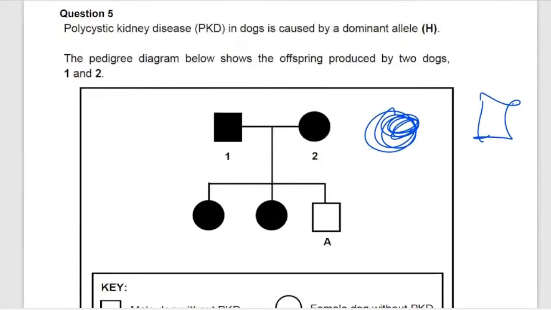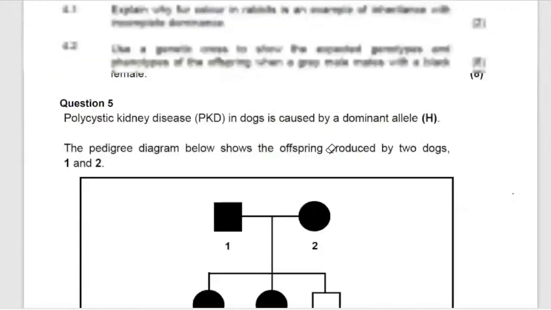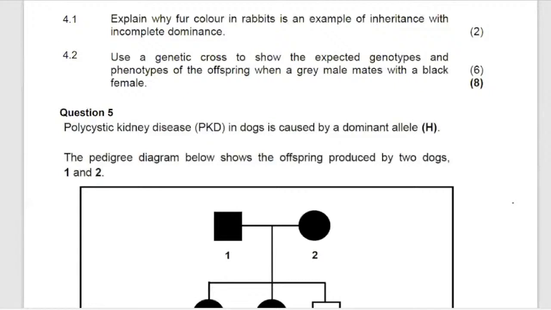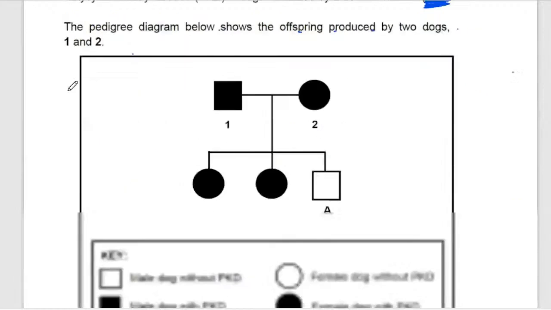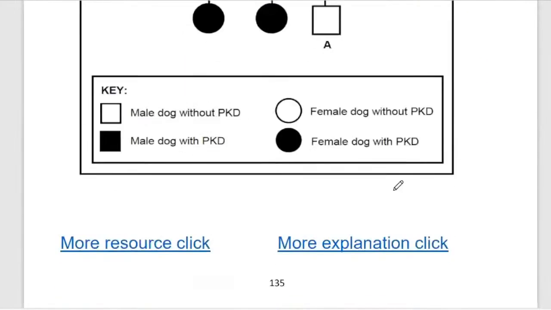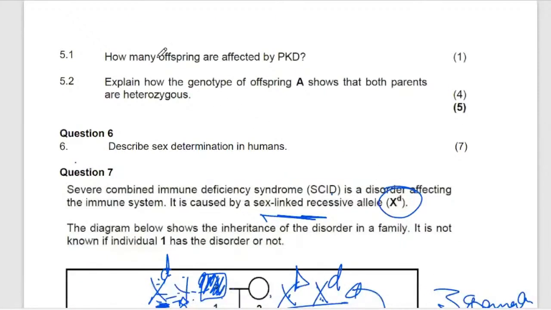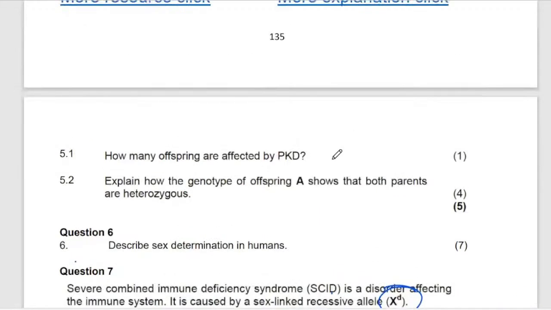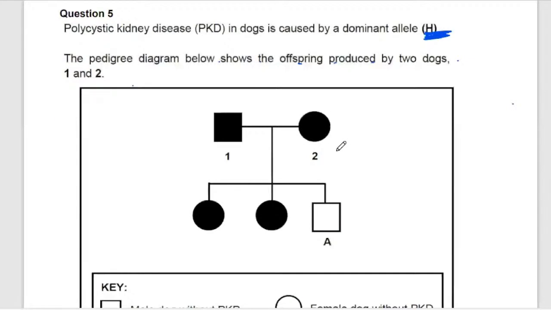Yes, here is a question. Mbali, I think it's Mbali. Here they're saying that this syndrome in dogs is caused by a dominant allele, capital H. The pedigree diagram below shows the offspring produced by 2 dogs. You understand? They're not saying that this is sex-linked. How many offspring are affected by this disease?